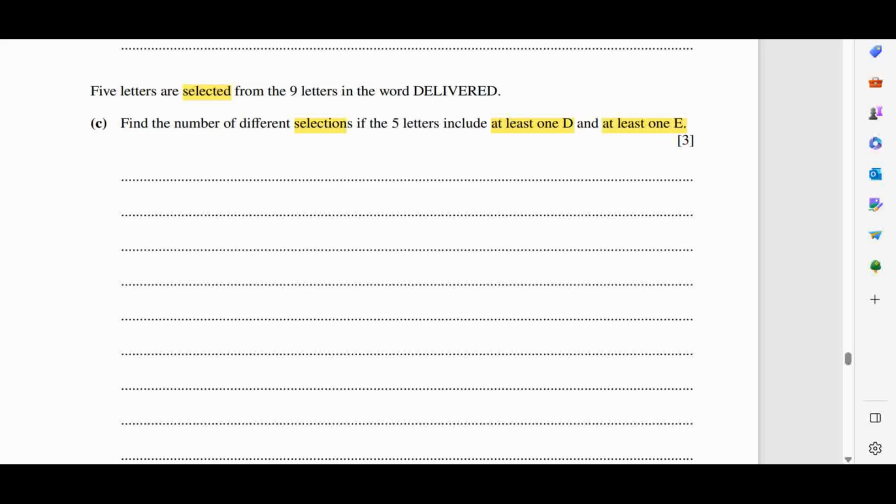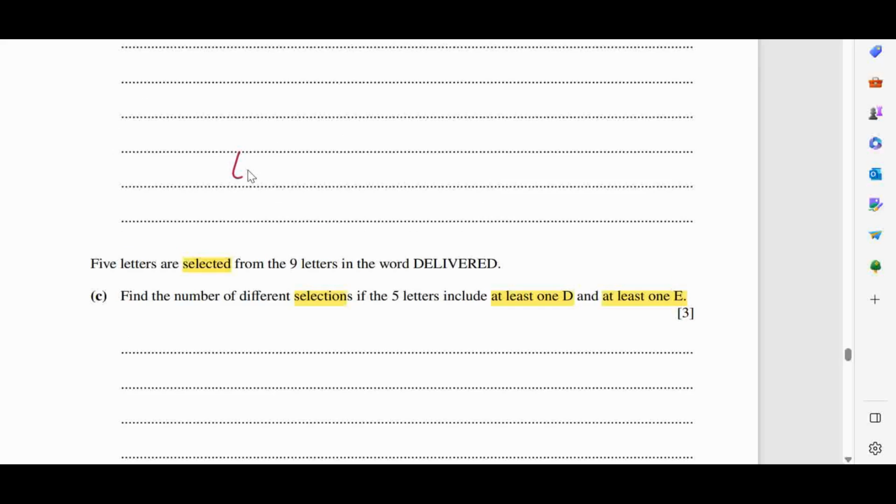Now let's make the column first. So we can see that we have a total of 9 letters. The letters other than D and E will be 9 minus 5, which is 4. Why 5? Because we have 3 D's and 2 E's. In total we have 5, so the other letters will be 4.